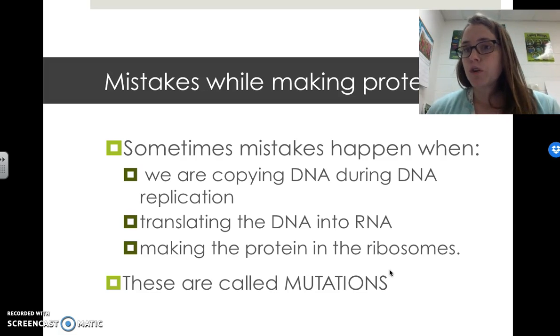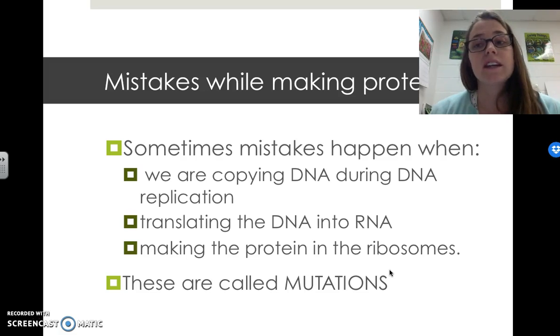So sometimes when we're translating, so when we have our DNA strand and the DNA strand makes an RNA, we have to go from translating the information from DNA to RNA, and then translating the information again from RNA to protein, mistakes can happen. And those mistakes can happen in any of these three locations. When we're copying DNA during DNA replication, during mitosis or meiosis, when we're translating the DNA to RNA in the nucleus, or when we're making proteins in the ribosomes from that RNA. Anytime mistakes happen, they're called mutations. Okay, mutations.